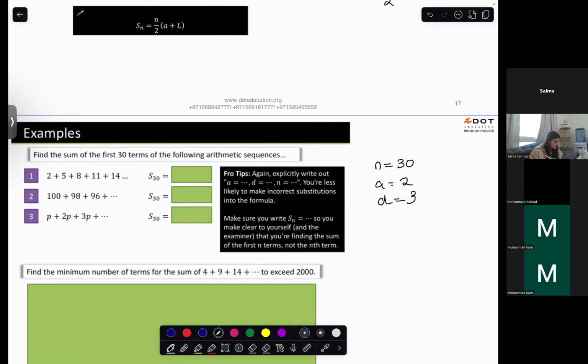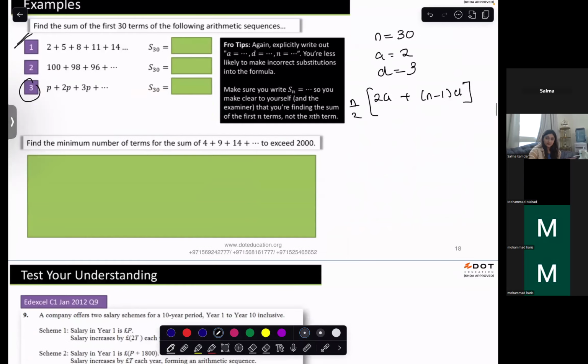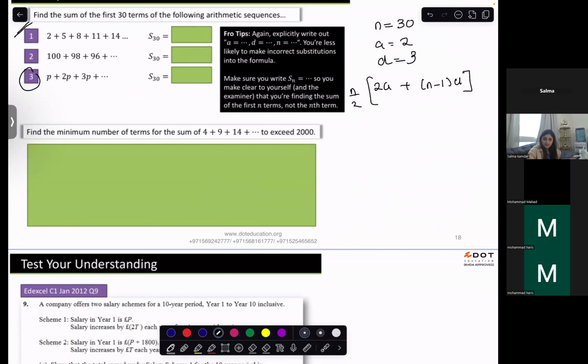Yes. Formula is what? N divided by 2 into 2a plus n minus 1 d. Okay, fine. So I think this y'all can do. I'll just give you 2 minutes time, do the third one, and try the next one so that I can discuss with you. A quick one, okay?